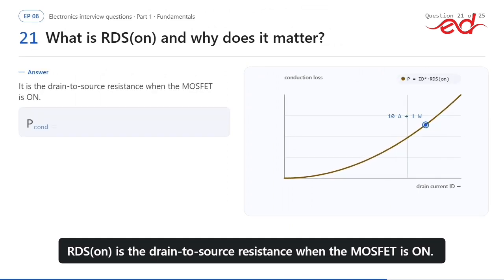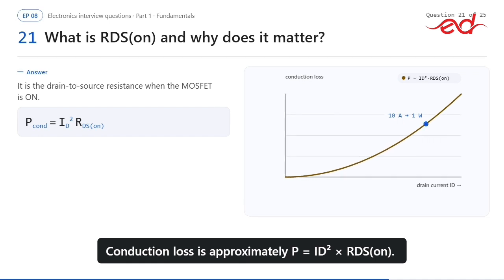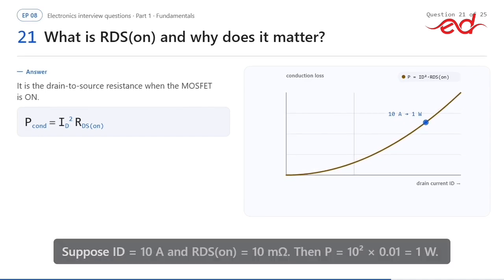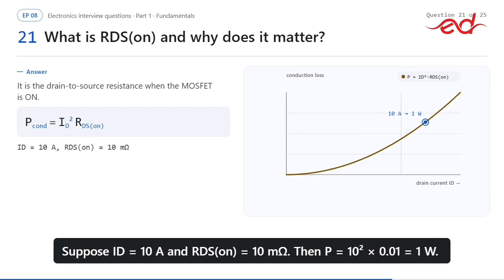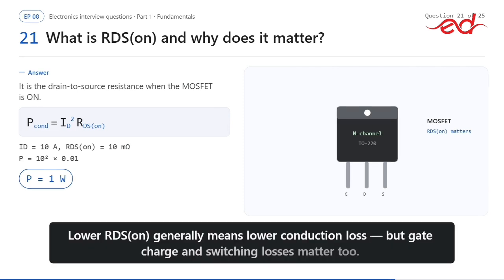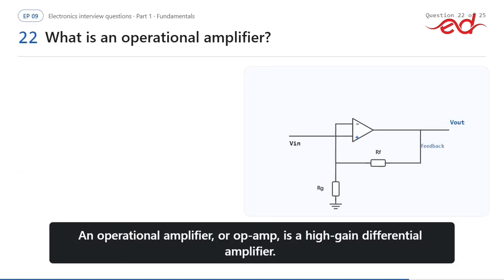What is RDS(on) and why is it important? RDS(on) is the drain to source resistance when the MOSFET is on. Conduction loss is approximately equal to I squared R, multiplied with the RDS(on). Suppose ID is equal to 10 ampere and RDS(on) is 10 milliohm. Then the conduction loss will be 10 squared multiplied with 0.01 ohm. So that will be 1 watt. So 1 watt of power is going to be lost during the conduction mode.